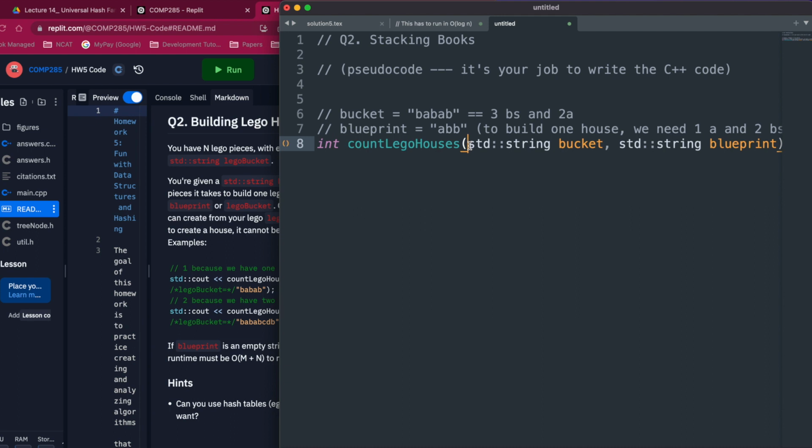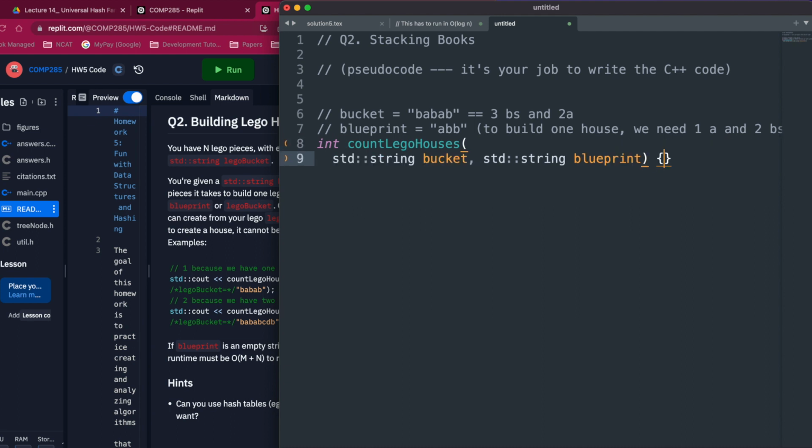We're going to return an integer, which is just, do I have enough material to build the houses I need to build? Essentially, now that you understand the problem, which is given the blueprint, which tells me how many things are needed to build one house, and given a bucket, which tells me how many things I have, your goal is to work through all of this to figure out how many houses you can build, right?